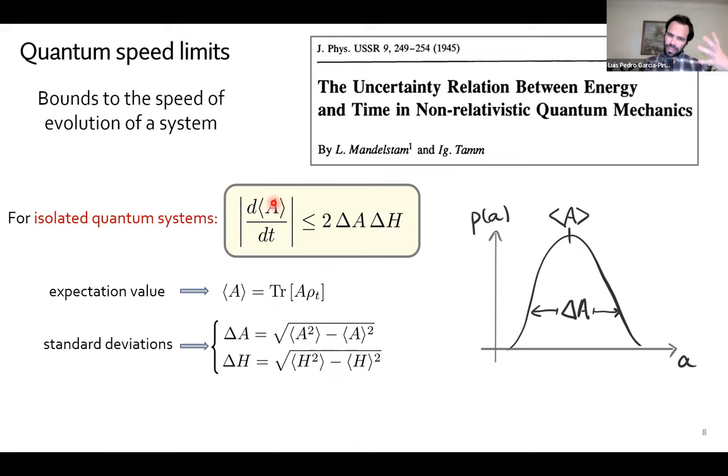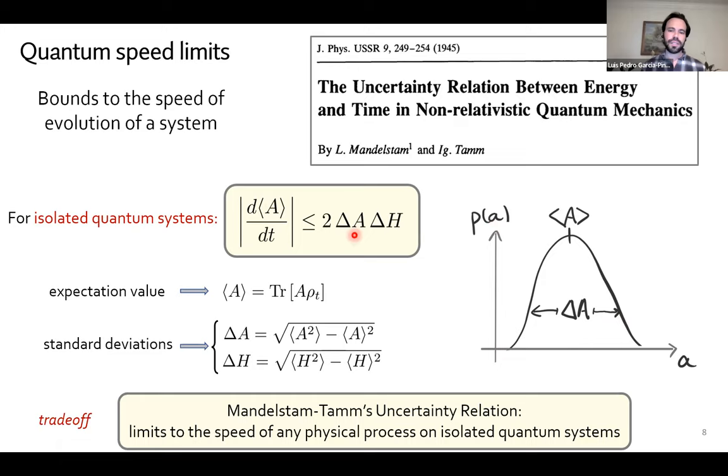So if here I plot possible values A and the probability that these possible values happen, this is the expectation value, let's say, and this is the width, then what they showed is that there is a constraint on the speed with which the mean can change. This constraint is determined by uncertainties in the quantities that are relevant for them. So this is an uncertainty relation that bounds the rate of change of any physical process in an isolated quantum system.